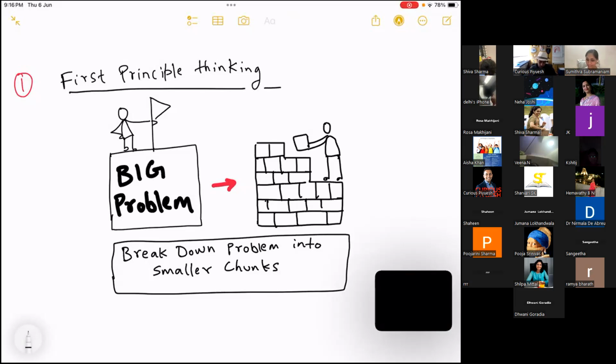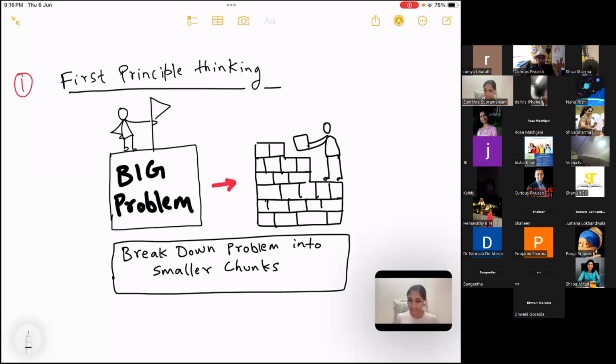Of course, that's why I'm showing it to you, so that you come up with your own metaphors as well. I'm giving it last. Let's say 2 minutes, and let's see if we can all come up with our own metaphors for how we have understood first principle thinking.